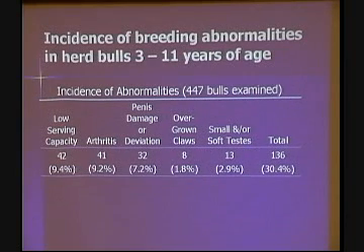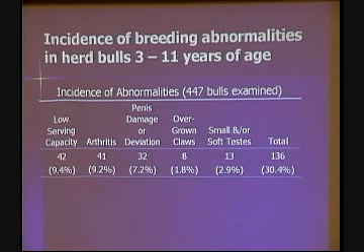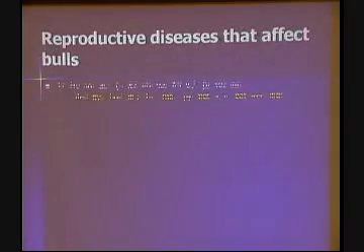If we look at the older bulls that are 3 to 11 years of age, 9% low servicing capacity, 9% arthritis, 7% had a broken or damaged penis or a deviation, 2% had overgrown dew claws, and 3% had smaller soft testicles. So the percentage of abnormalities jumped up in this older age group.